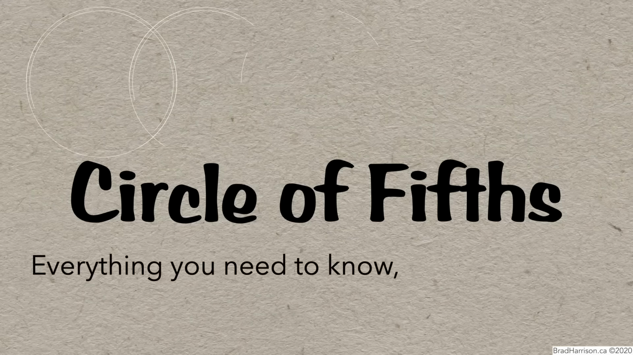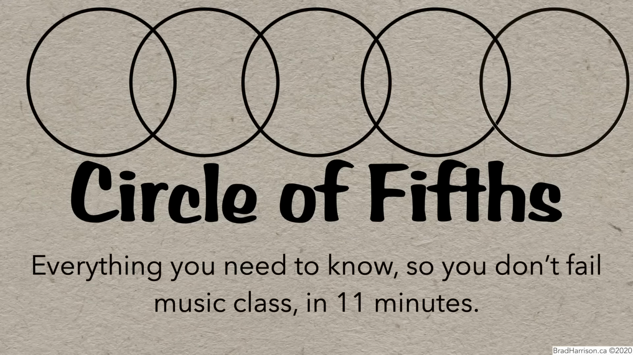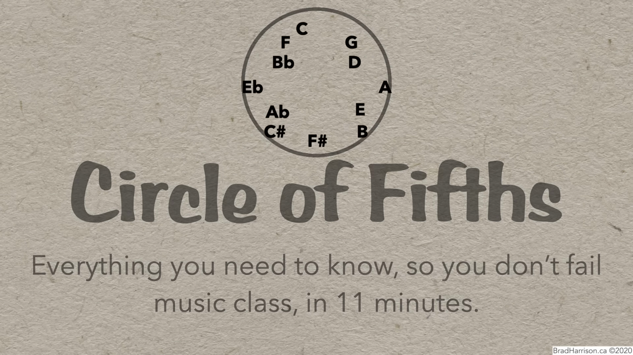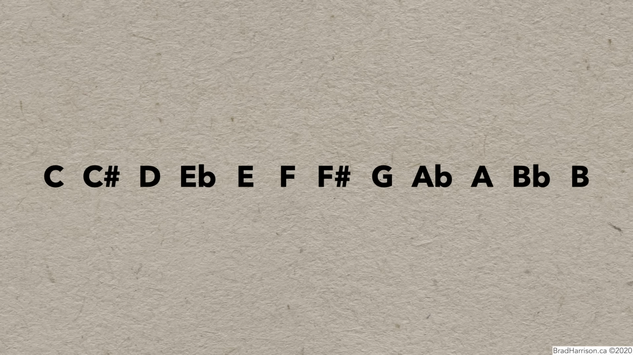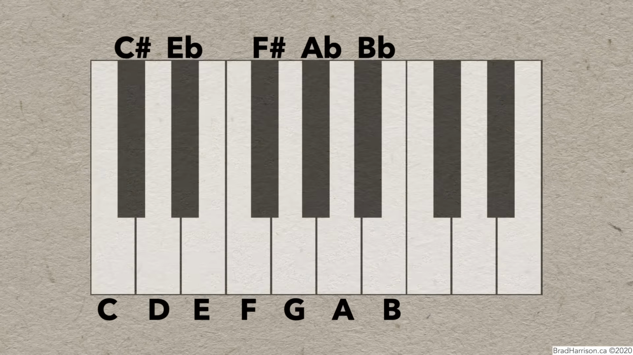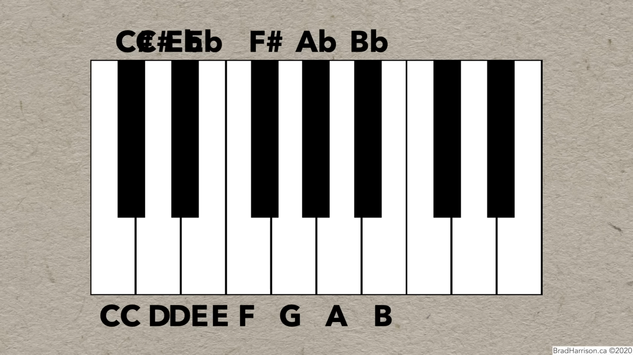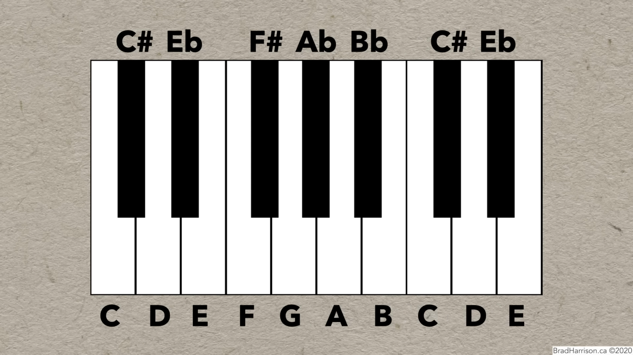The circle of fifths. Everything you need to know so you don't fail music class in 11 minutes. There are 12 different musical pitches in Western music theory, and each one can be assigned a letter name. Here they are on the piano keyboard. Above or below that, the pattern just repeats. The notes sound basically the same, just higher or lower.